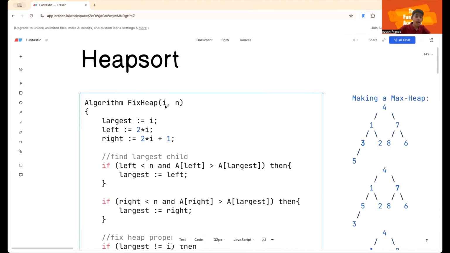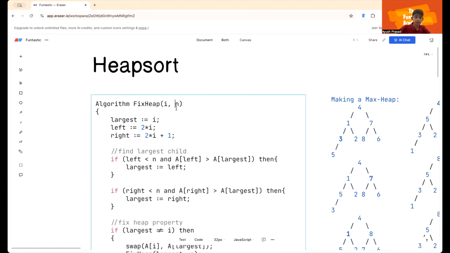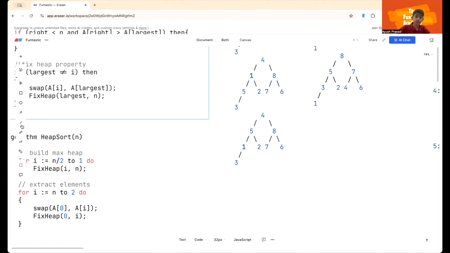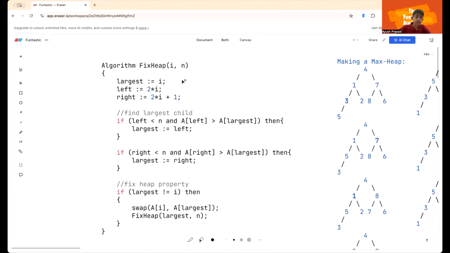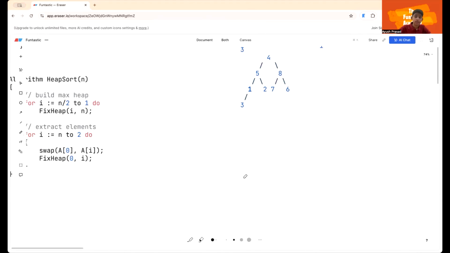Fix heap takes two arguments: i, the position which we need to fix in the heap, and n, which is how big the heap is. What does it do with these two numbers? Fix heap's job is to make sure the heap property is correct at a given i. Let's say at a given i, we can consider the heap looking something like this, with this being our i. The fix heap algorithm takes it for granted that both of i's children are the roots of completely working heaps. So we have working heaps here.